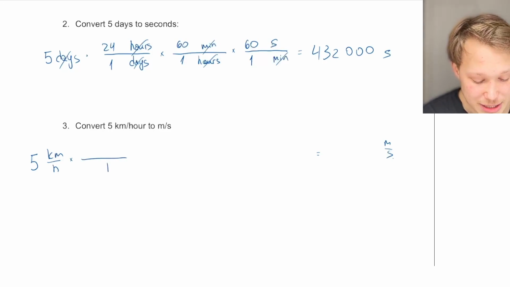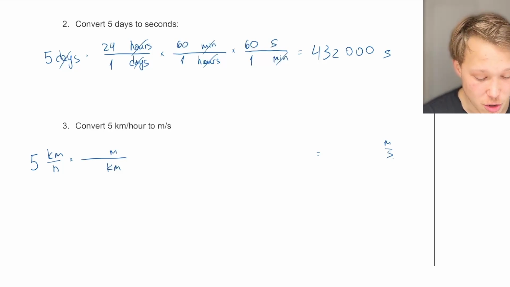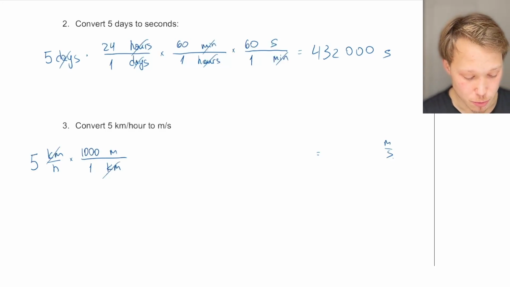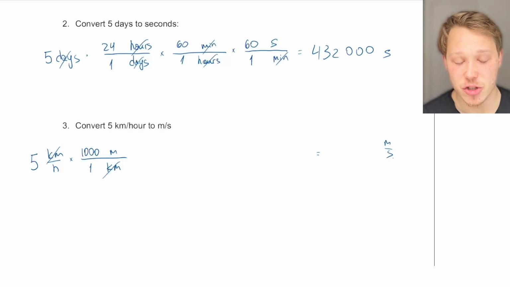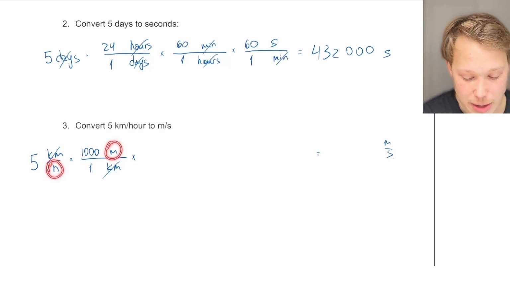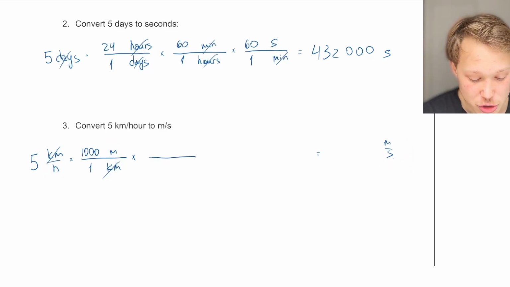I want to cancel out kilometers, so they will be on the bottom, and I want to get meters on the top. From the previous page, I know that the prefix kilo corresponds to 1,000, so 1 kilometer is 1,000 meters. Just like this, I found out that I need to multiply by 1,000. Now I have units of meters per hour, but I want meters per second. So I need to cancel out the hours: hour on the top, and seconds on the bottom.